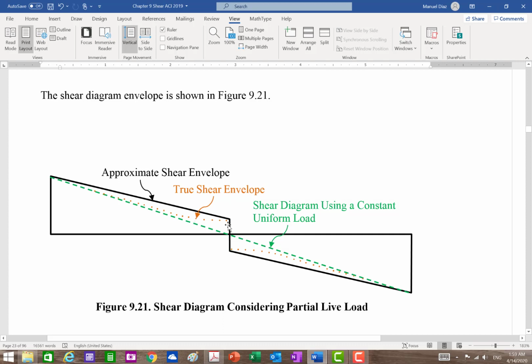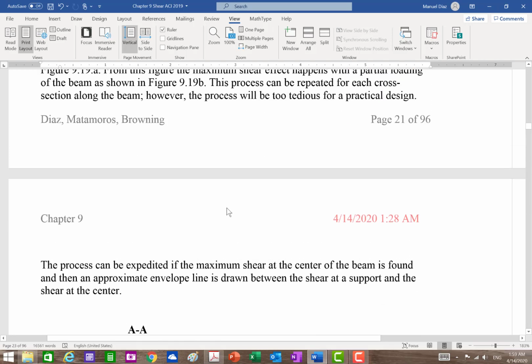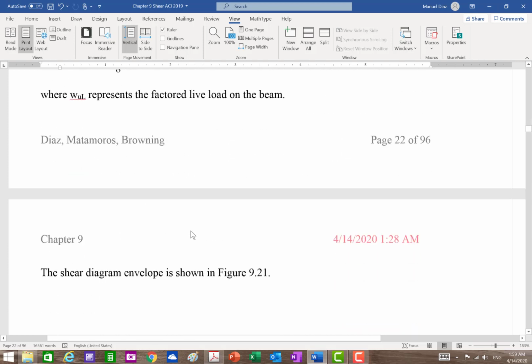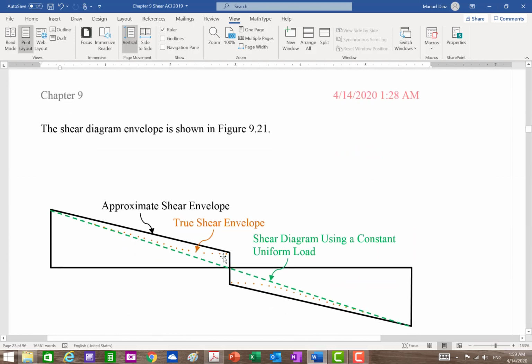Now, that's because we did this point. But in reality, remember, you're doing a point here, a point here, point here, point here, point here, middle. You're doing all these points. So what it means, you're getting different values, and these are what these dots are. So that's the true envelope. But we're going to be conservative. We're going to take the maximum here, the maximum in the middle, and we join it by a straight line, and we're going to say that's my approximate envelope.